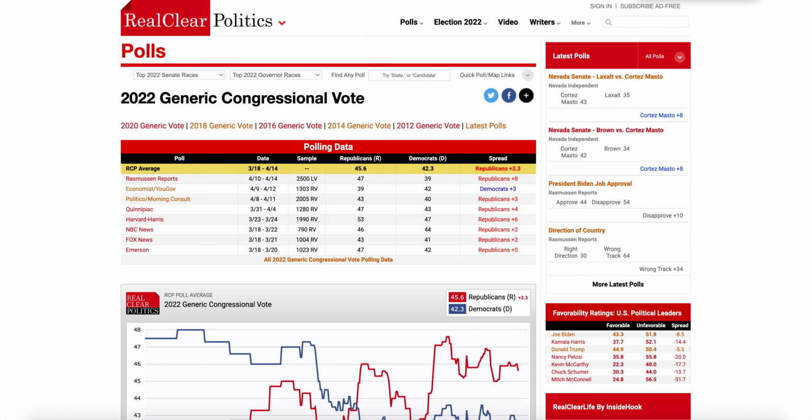Today is Monday, April 18th, 2022, and today we're going to be talking about the generic congressional vote and the generic ballot for the 2022 midterm elections.